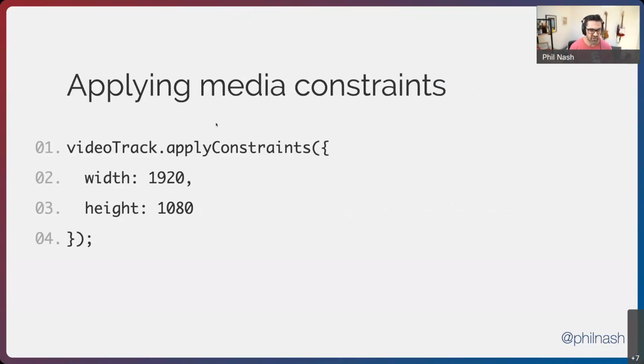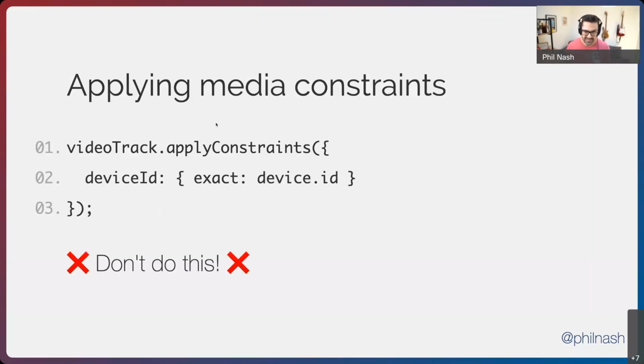Now, I've just kind of shown the media constraints so far, and we've seen media constraints in use when calling straight to get user media, but you can actually apply media constraints to a track that you already have access to. And so in my example, if I'm using the same video track, then I can apply the constraints and change the resolution, or at least request a change in resolution, just by using apply constraints like this. One thing I'd like to warn about here is not to do that with the device ID constraint.